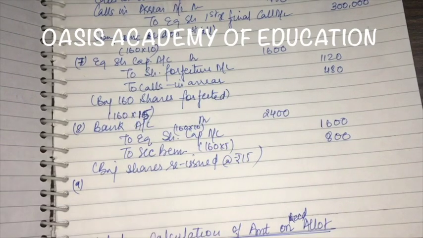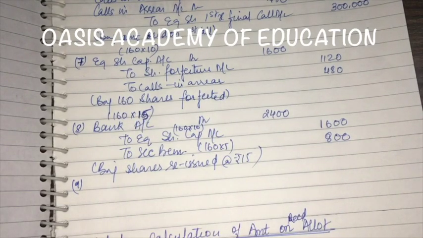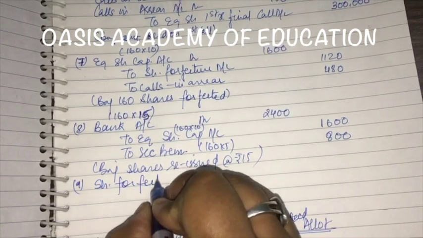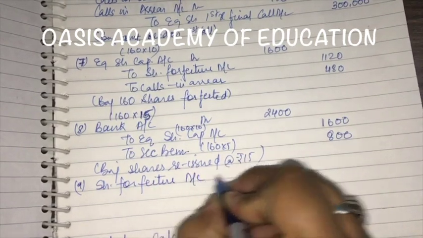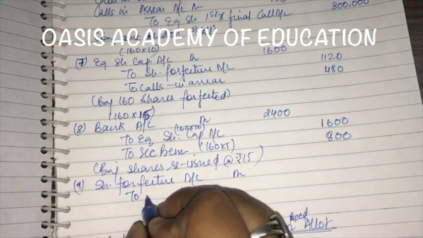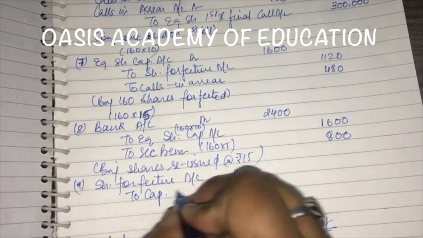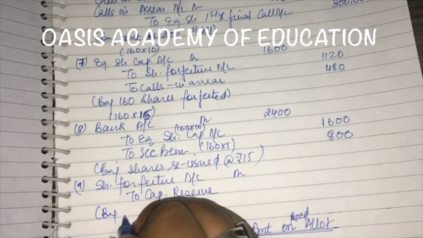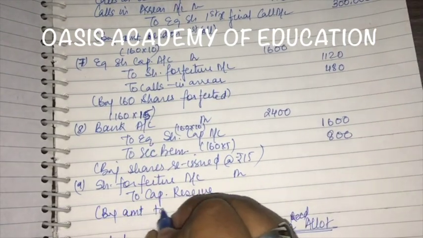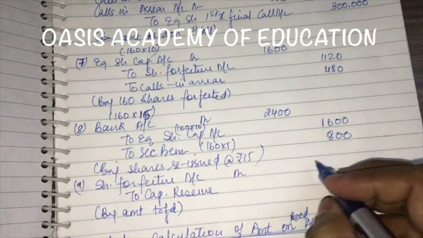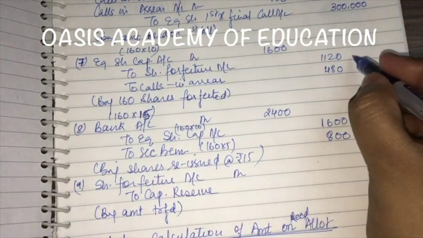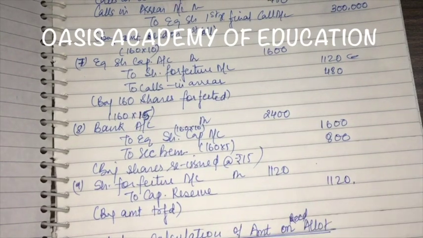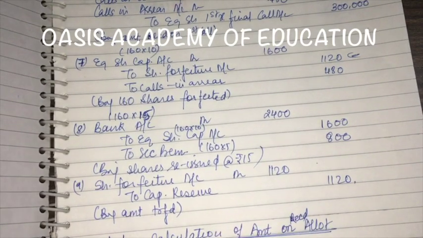Last but not the least, the entry for capital reserve. Share forfeiture account debit to capital reserve, being amount transferred. What will be the amount? The entire amount of 1120 will be transferred. Right.